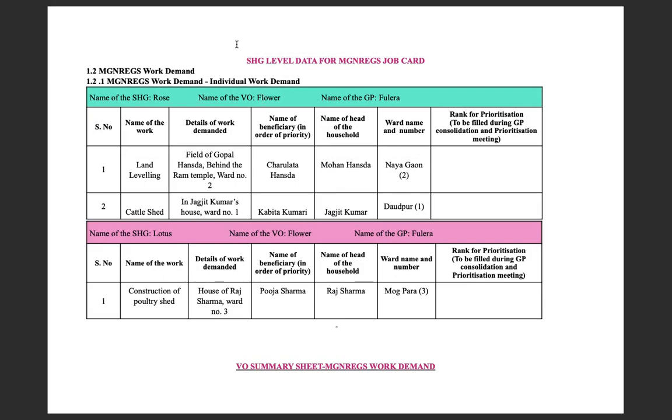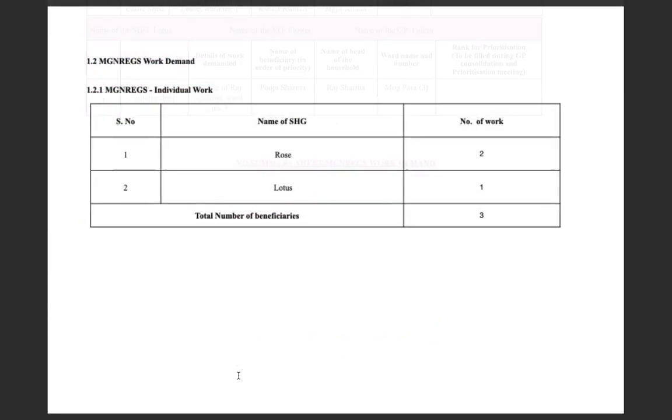In a similar way, when we do the consolidation for MGNREGA job card, we can see that at the SHG level, Rose SHG has 2 works that have been demanded and Lotus SHG has 1 work. When we fill the VO summary sheet for the same, the work demand for individual work comes about as Rose SHG having 2 work demands and Lotus SHG having 1 work demand. So the total number of demands comes about as 3. Here we are not mentioning or taking the data of the members from outside the SHG fold.